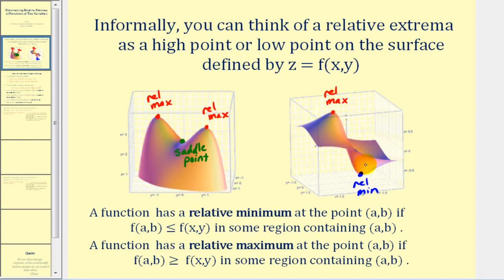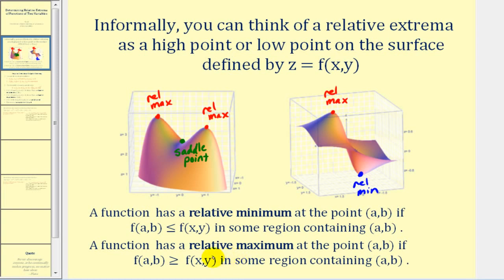And then over here on the right, we have a relative maximum, a high point, and the blue point here would be a relative minimum. More formally, a function has a relative minimum at the point (a, b) if f of a, b is less than or equal to f of x, y in some defined region containing (a, b), and a function has a relative maximum at the point (a, b) if f of a, b is greater than or equal to f of x, y in some region containing (a, b).